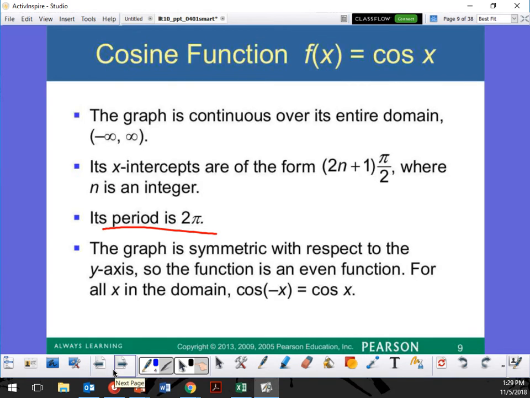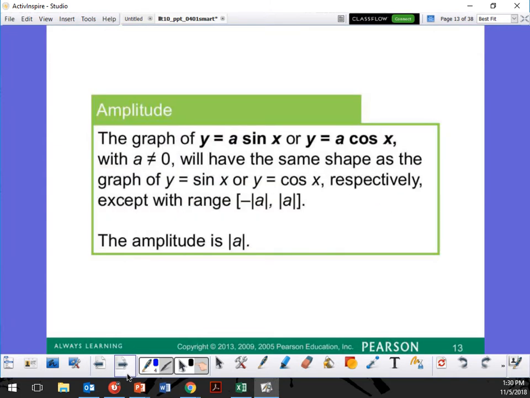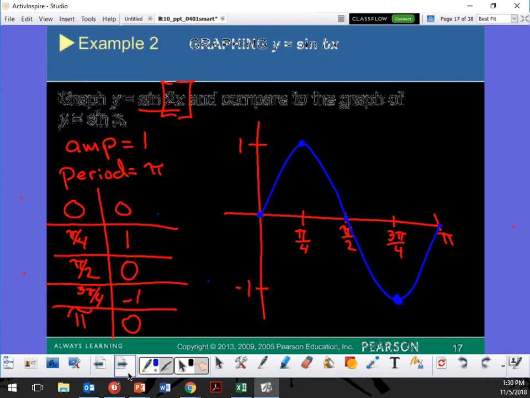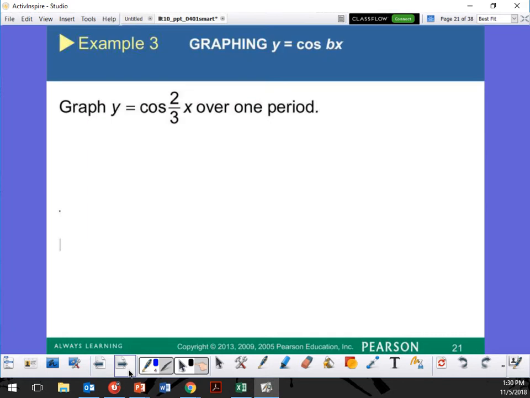2 pi. Oh, yeah. Wait. This is cosine. Cosine and sine both have the same period. So what is the period of sine? 2 pi. And what's the period of cosine? 2 pi. So every time I'm going to do this, I'm going to start with 2 pi. So graph over one period.